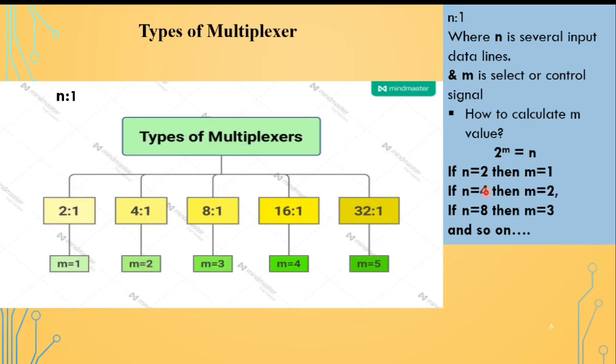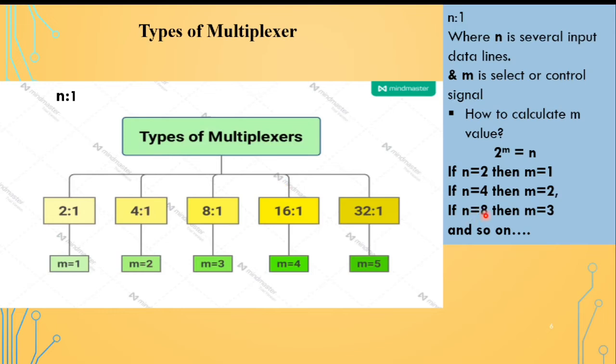Here n is equal to 4, meaning the number of input data lines is 4. So 2 to the power 2 is equal to 4, that's why m is equal to 2. In this way we calculate how many selects to take for a 4 by 1 multiplexer.